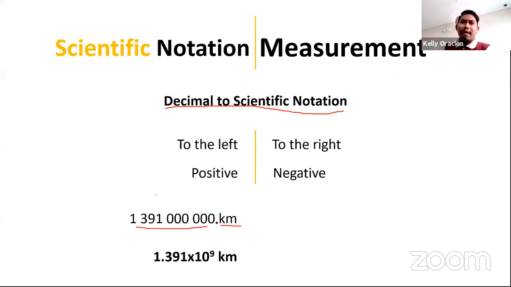So bakit naging 9? Please listen. If this is the decimal point, let's count 1, 2, 3, 4, 5, 6, 7, 8, 9. Stop ka na dito. So that is 1.391 times 10. Then we move the decimal point to the left. So that means it's 10 raised to 9. It's positive 9. Okay? So congratulations to those students who got the correct answer.